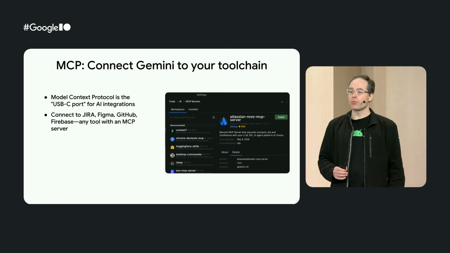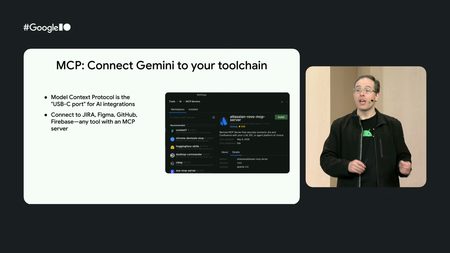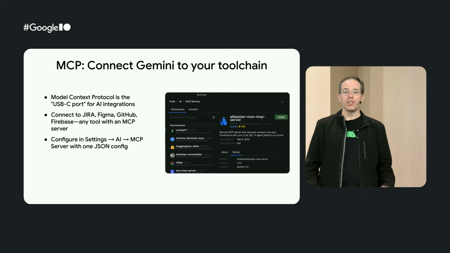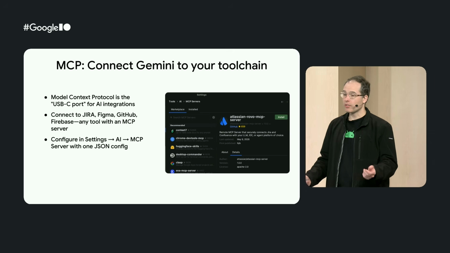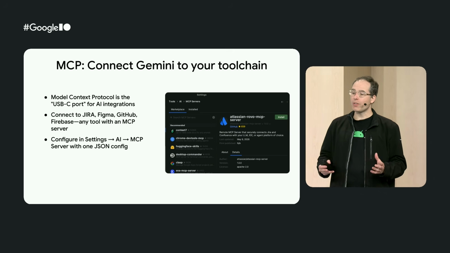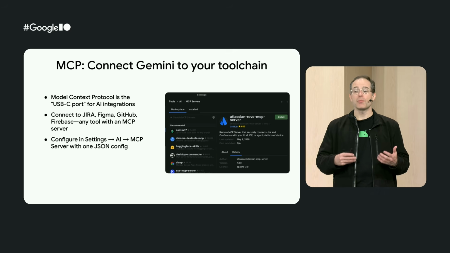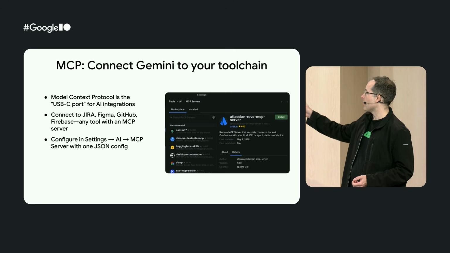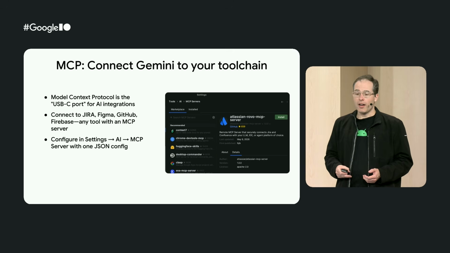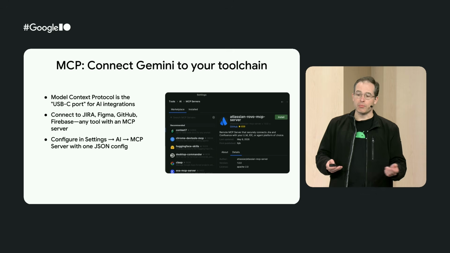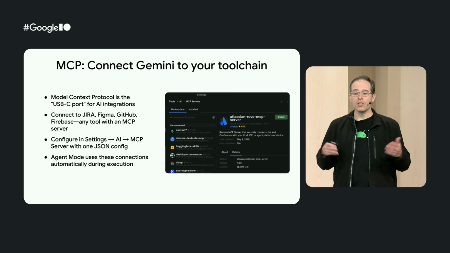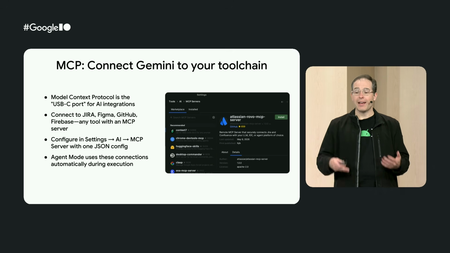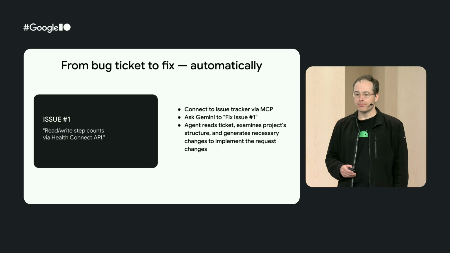Android Studio's MCP support means there's a rich ecosystem of tools available today that can integrate with Gemini and Android Studio. You can directly connect to any MCP server, but to help you get started, we also now include a curated collection of MCP servers for common integrations. And you can find that under Studio settings in AI MCP server. You can also go and specify custom MCP servers using JSON. Once you've configured your MCP servers, agent mode will automatically invoke them as needed while executing your prompts.